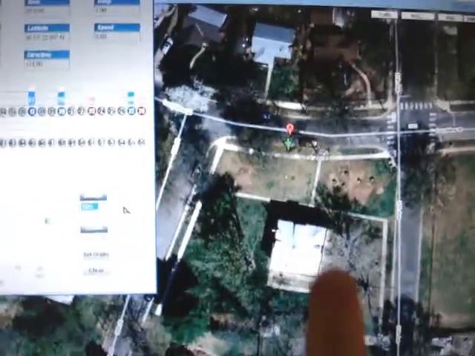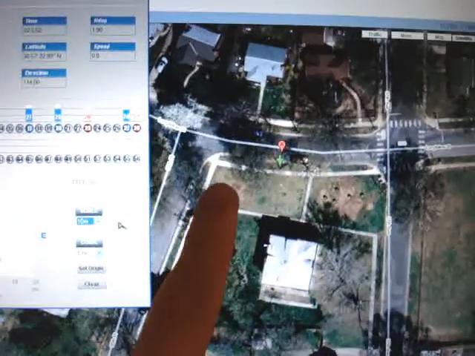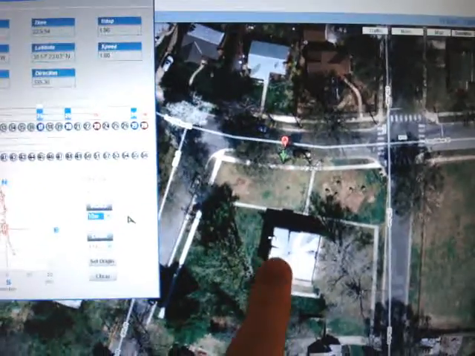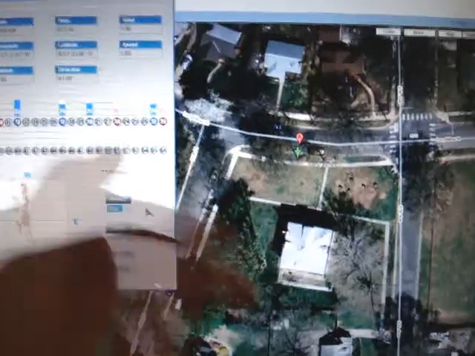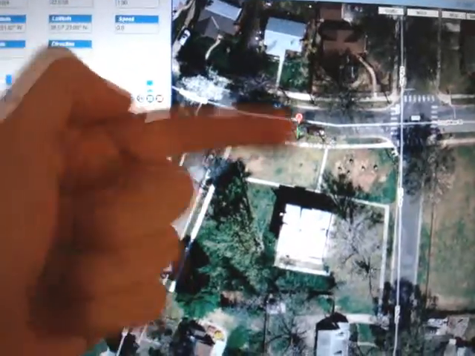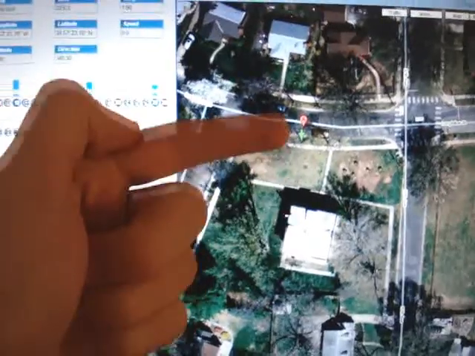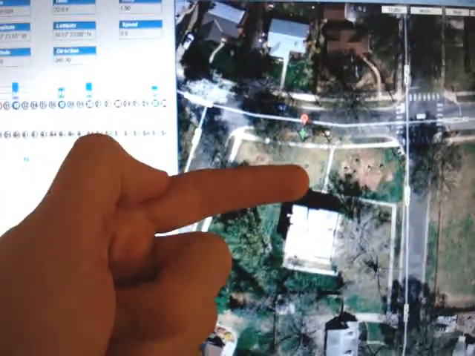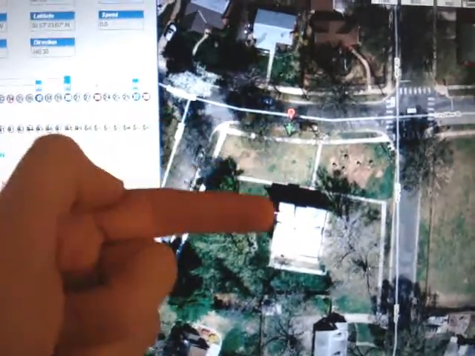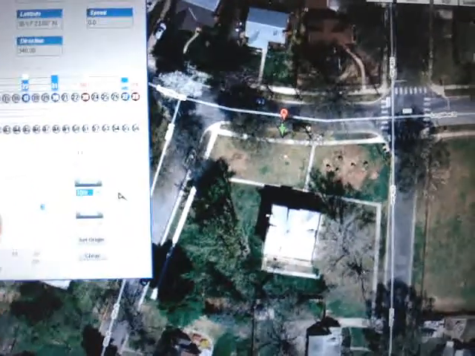Oh, and I forgot to mention, I plotted it in Google Maps. So this is where I am right here. I'm in this house. And this is where Google says I am using the GPS coordinates. It appears to be about 50, 60 feet off, but I think Google Maps is actually incorrect. I think it shifted off by about 50, 60 feet.